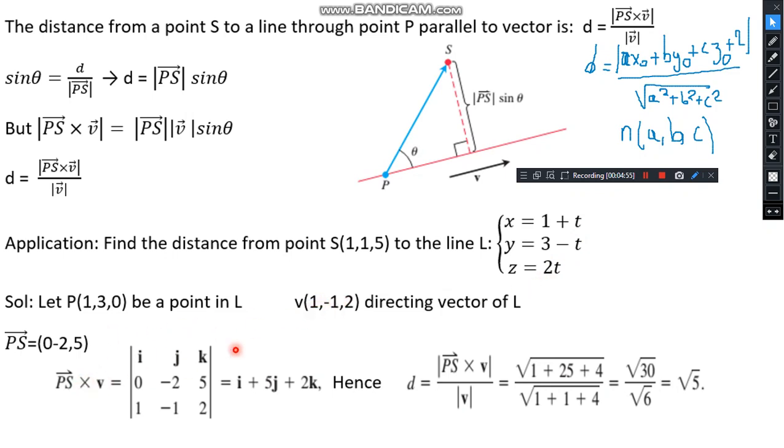So you do PS cross V. With i, j, k, this is PS, this is V. Canceling the row and column, for i you're going to get minus 4 plus 5, which is 1. For j, you're going to get minus 5, and since you have minus j, it will be 5. For k, it will be plus 2. So you take the absolute value of this: square root of 1 plus 25 plus 4, over the norm of v. The norm of v here is root of 1 plus 1 plus 4. So this is the answer. This is the formula. You need to memorize it.